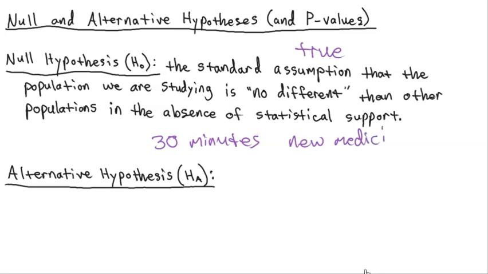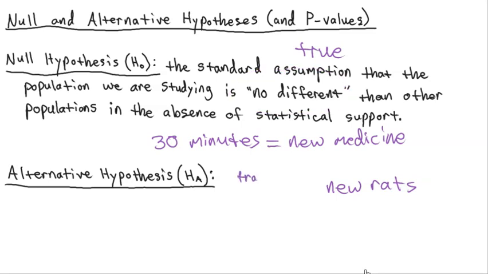Well, our assumption should be that the new medicine is no different than all the other medicines. So we're going to assume that the new medicine makes headaches go away in 30 minutes, just like Advil, just like Tylenol, just like aspirin. Or what about our rats? Should we assume that these new rats are not regular rats in the absence of statistical support? Well, no. Our null hypothesis, our standard assumption, should be that these rats are no different than other rats.